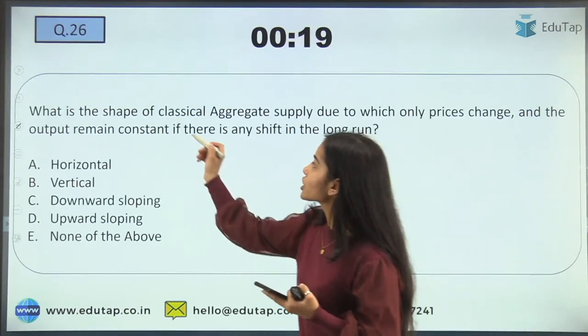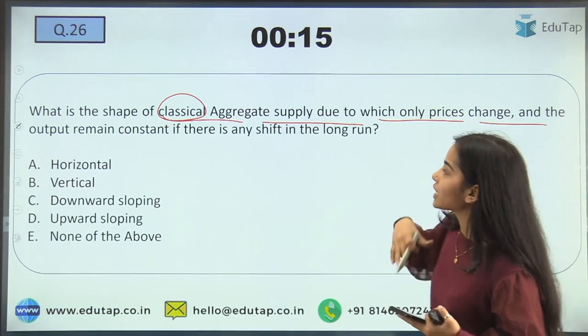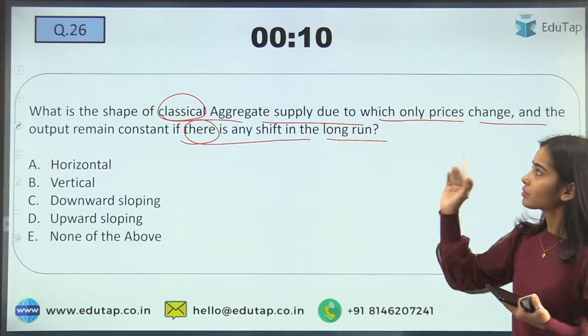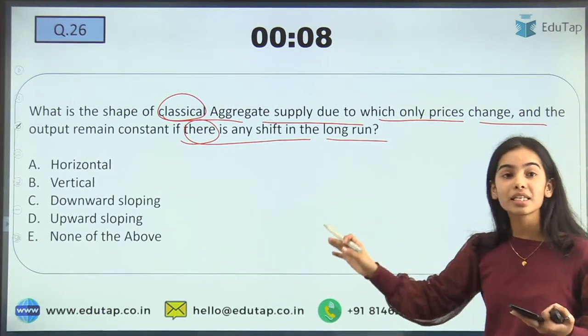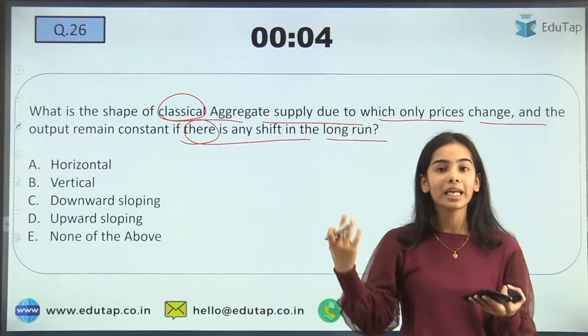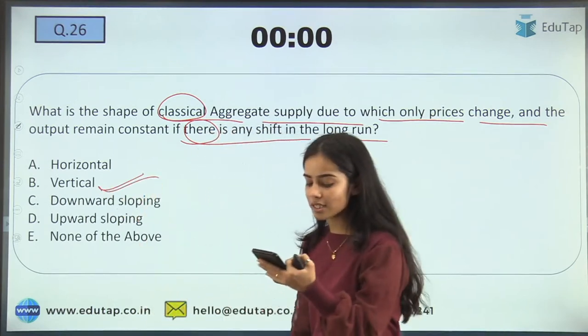Next question is, what is the shape of the classical aggregate supply due to which only prices change and the output remains constant if there is any shift in the long run? So this is a very easy question, I can say. You just have to see the keywords: classical, the long run. And if you see the keywords, yes, Karan has given the answer, that is vertical.